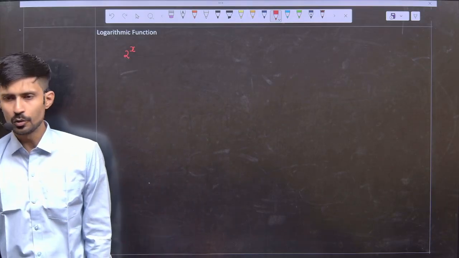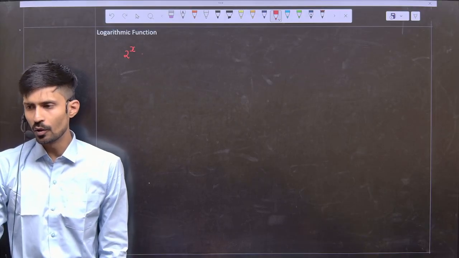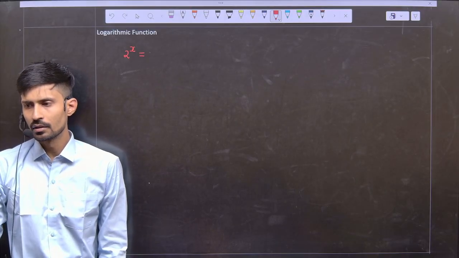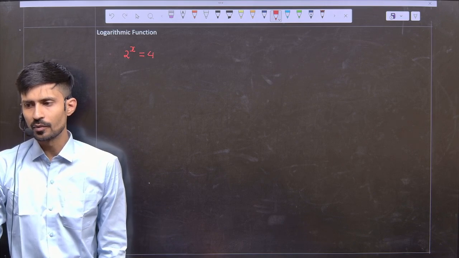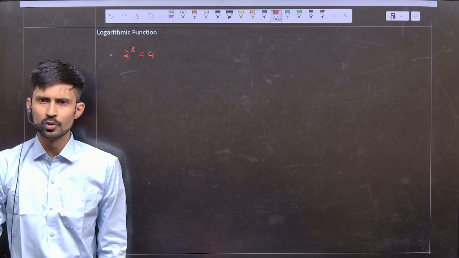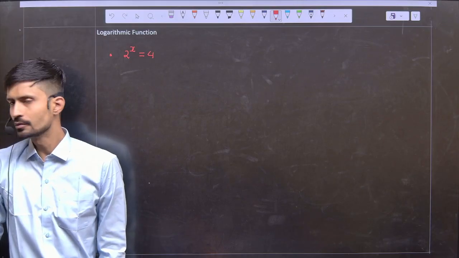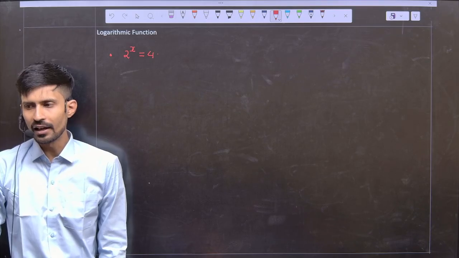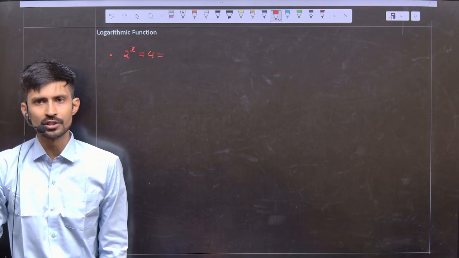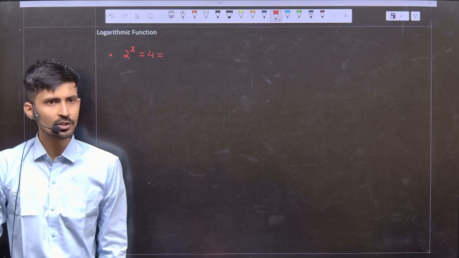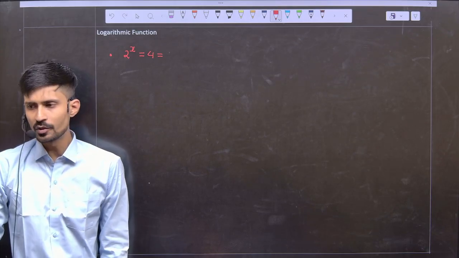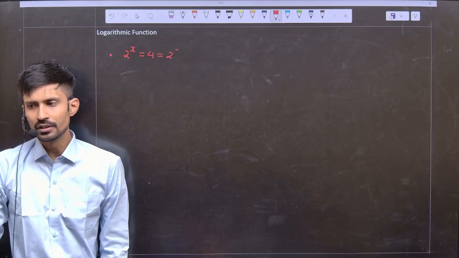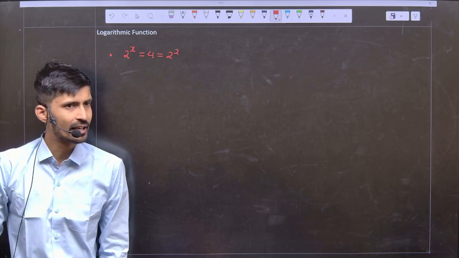Suppose I am writing 2 raised to x is equals to 4 and I ask you, tell me x. What will you say? 2. Why will you say 2? Because 4 we can write in the form of 2 raised to something. Yes or no? This side is 2 raised to something and here also we can write it as 2 raised to 2, and you can say sir, x is 2.